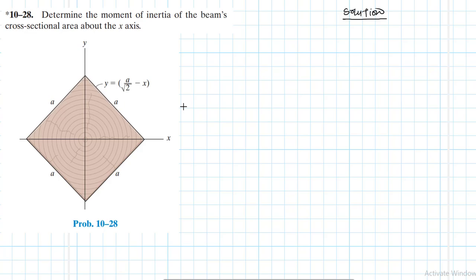This problem is coming from Statics by R.C. Hibbeler. We have a cross section of a beam, and we've been asked to find the moment of inertia of this area. Moment of inertia of an area is also called area moment of inertia, about an axis that you choose.